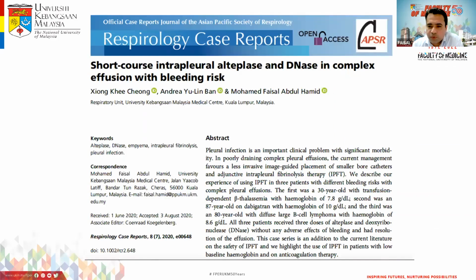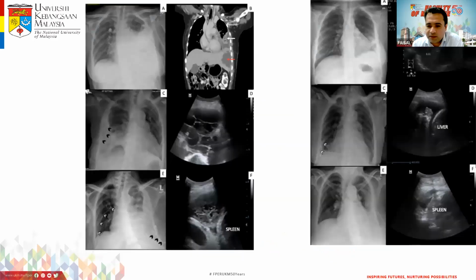We did publish some papers, case series and so on, apart from our previous research paper, about using the combination of alteplase and DNase in patients with high bleeding risk. That means patients who are very cachectic, patients who are on anticoagulation and so on, and these are examples of the cases that we published. This is the first patient, with a Klebsiella infection, a thalassemia patient with very low hemoglobin and a very huge liver, with liver abscess as well as pleural empyema, successfully treated with intrapleural fibrinolysis.